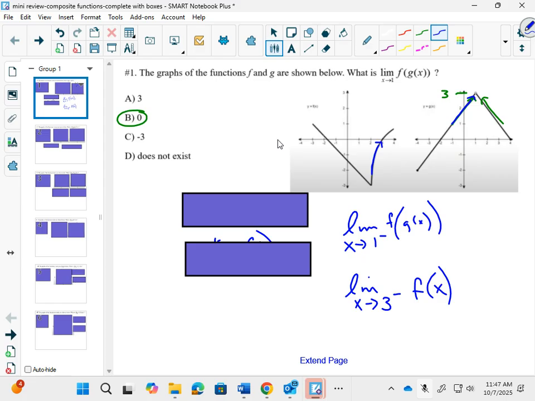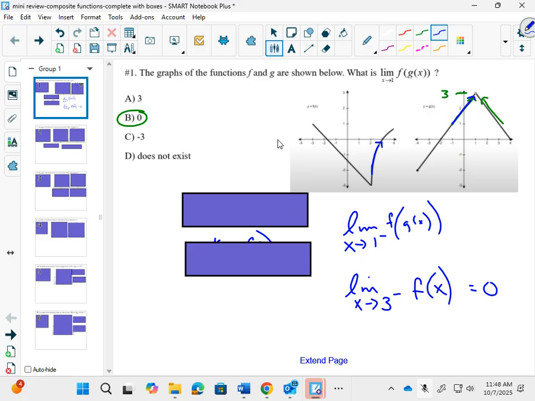Does that make sense as 2 steps? First, as you go to 1 from the minus side, here's 1. If I go from the minus side, I'm getting close to 3, but I'm getting close to 3 from the negative side, from the left side, because it's going 2.99, 2.999, 2.9999. So my next step is saying, well, now the inside is getting to 3 from the minus side. And if I go to 3 from the minus side, I go here to 0.